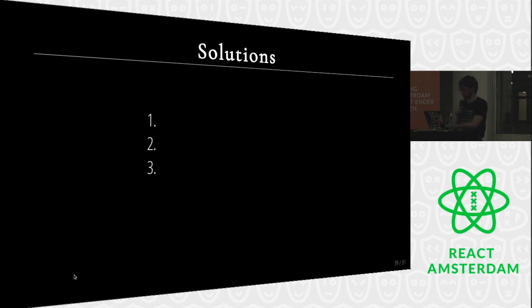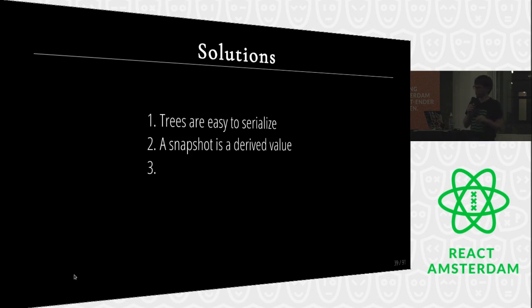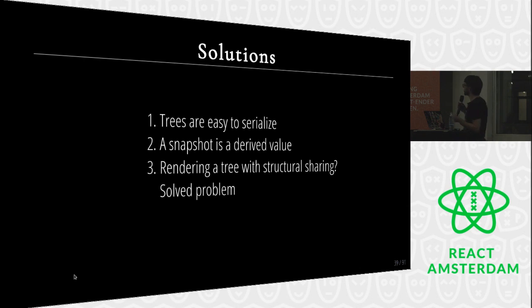But these problems can all be solved. That's a nice thing. So what you can do is constrain ourselves to trees, because trees are easy to serialize. And we also know that snapshots are just derived values, and MobX is very good at deriving values. And we even know that we can solve the structural sharing problem, because basically rendering a DOM is also a structural sharing problem. If we change some data, we want the correct components to update, and we want the other components to be left alone. So that's also structural sharing, but just in another form. So apparently these are solvable problems.